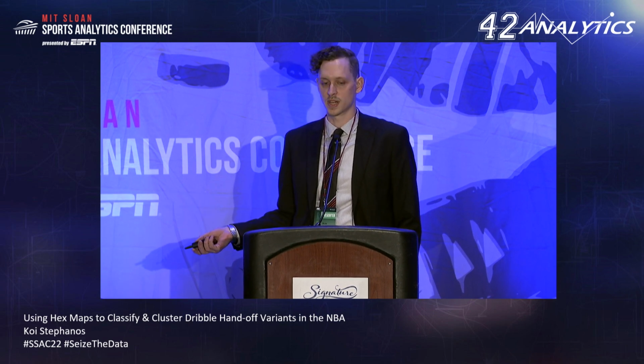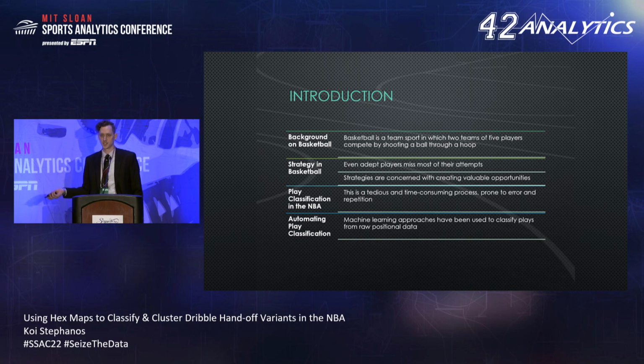Hopefully this is a review for everybody here, but basketball is a team sport in which two teams compete to score baskets. Now strategy in basketball can be pretty difficult because even adept players miss the majority of their shots. You know, Steph Curry's only missed 58% of his threes, right? So strategy often revolves around trying to find those valuable opportunities, spaces, cracks in the defense where we can expose them, and so trying to look at actions, their impact on non-scoring assets, is really quite valuable. As a result, there's been quite a bit of work on play classification, action classification with this type of data, and automating it, trying to distill those things as quickly as possible.